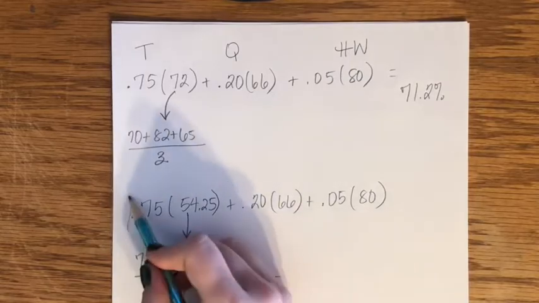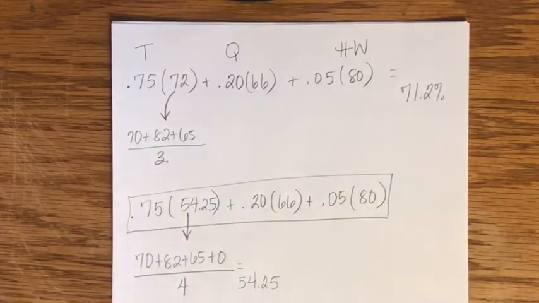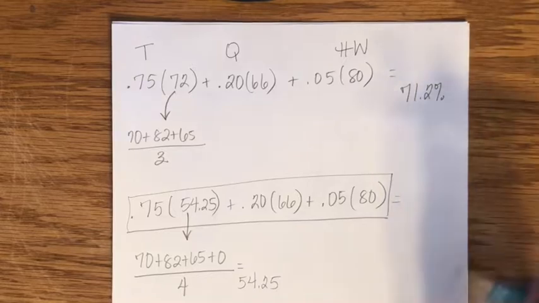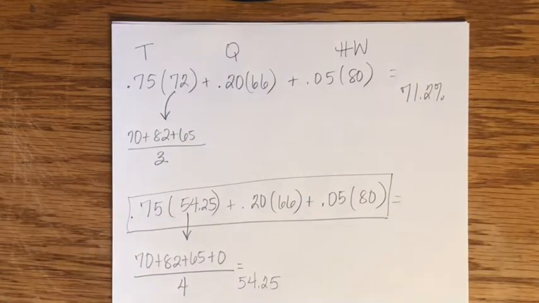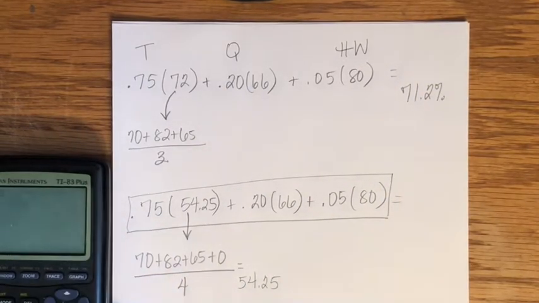Now, when you want to see the big picture and see how it's going to affect your overall grade, you're going to plug everything back in the calculator. So we get 0.75 times 54.25 plus 0.20 times 66 plus 0.05 times 80.